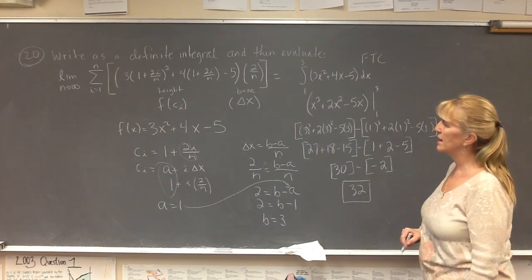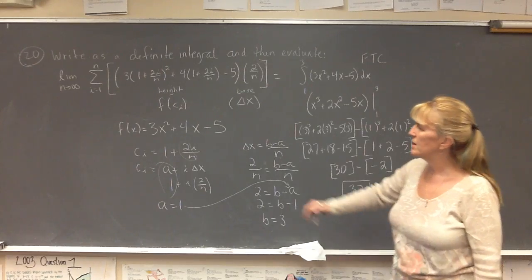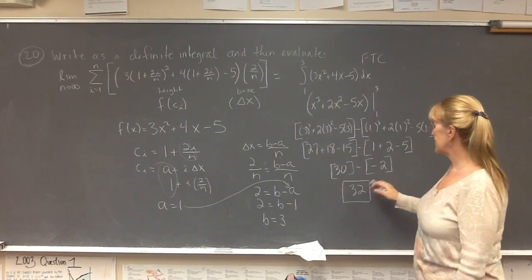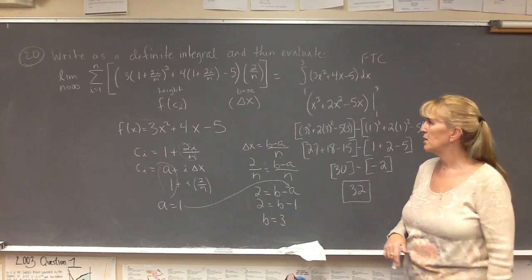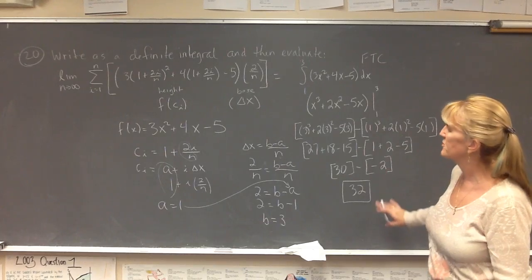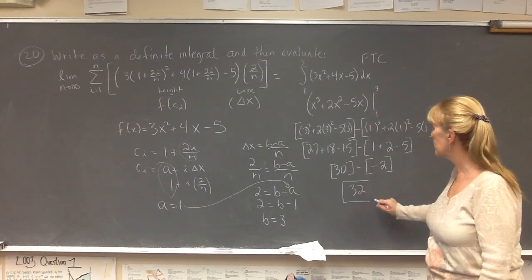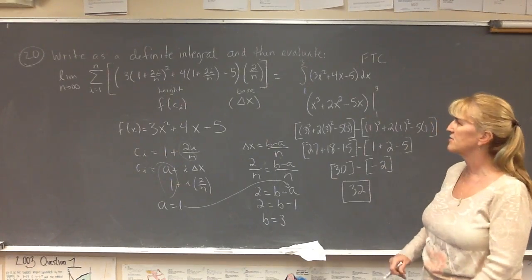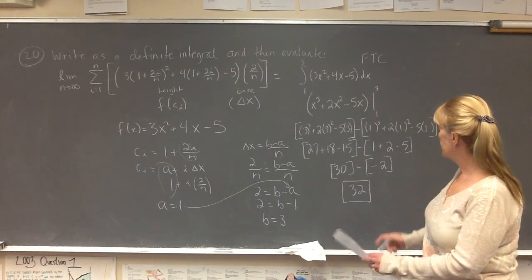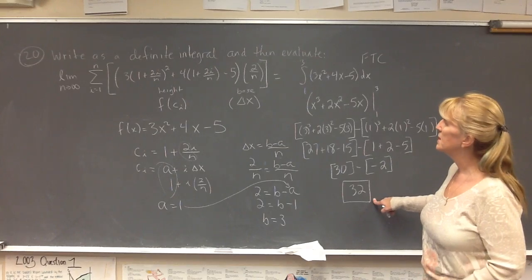And 32 ends up being the area under this curve from 1 to 3. And this is actually a square units measurement as well. But they didn't give me any units of measurement, so I'm okay. I suppose I could say squared units, but I'm just going to leave it like that because I really don't know what the function represents anyway. So that is the end of this problem.